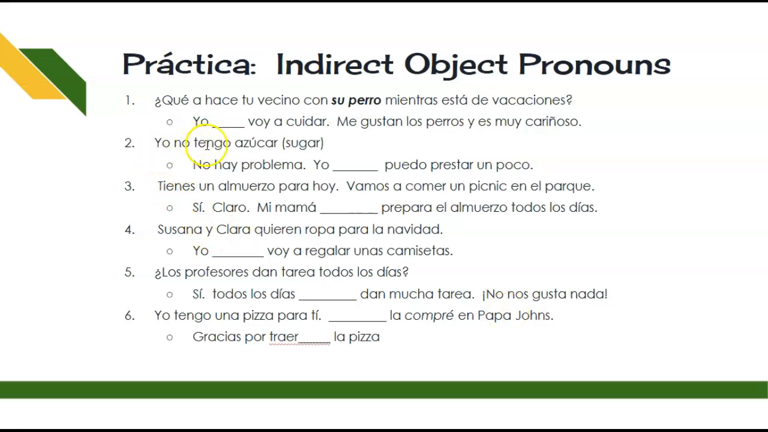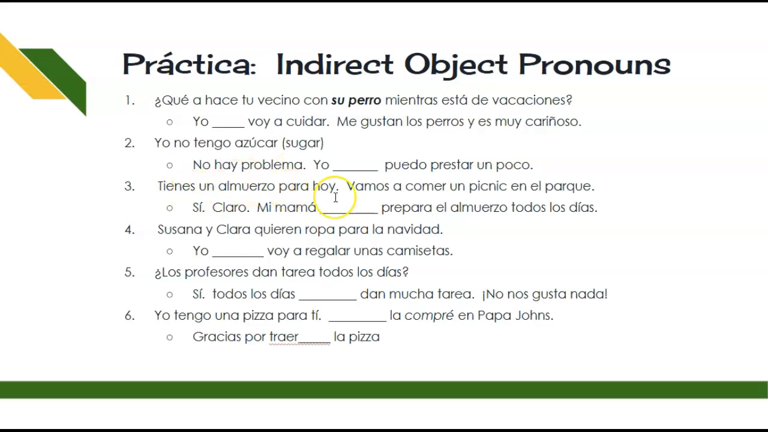All right. No tengo azúcar. I don't have any sugar. This is a conversation, so the other person says, no hay problema. Yo puedo prestar un poco. I can loan you some, or I can lend you some. And here we have two verbs. The first one's conjugated, the second one's infinitive. Yo te puedo prestar un poco. I can lend it to you.